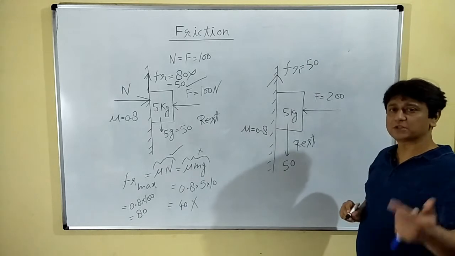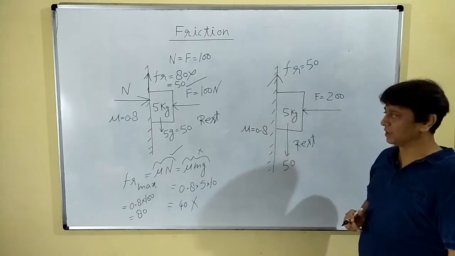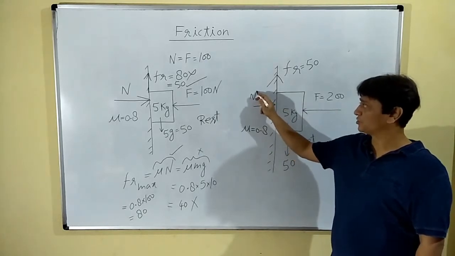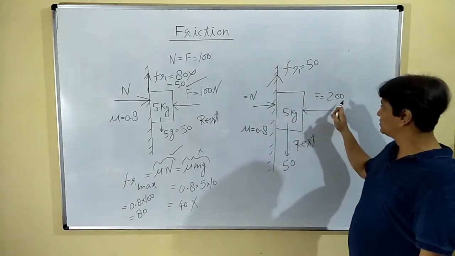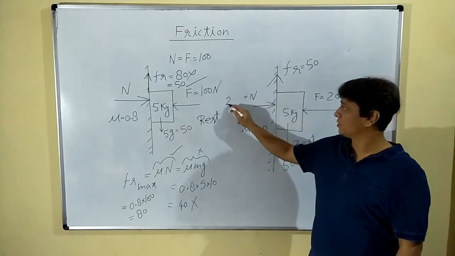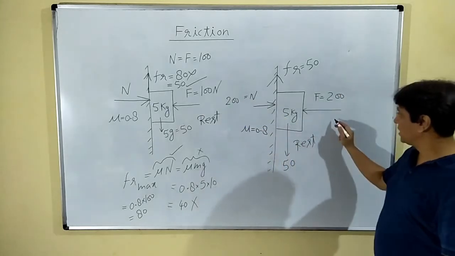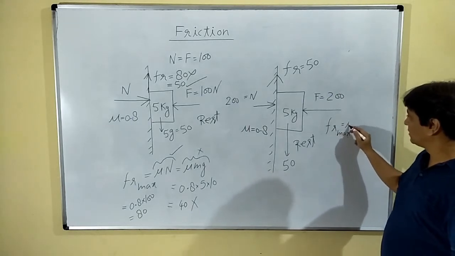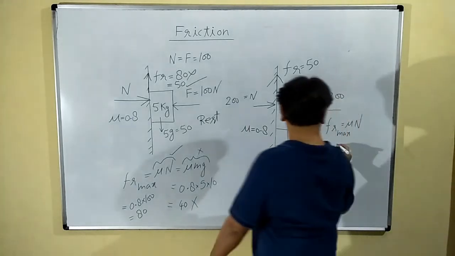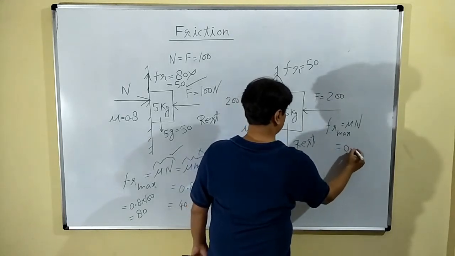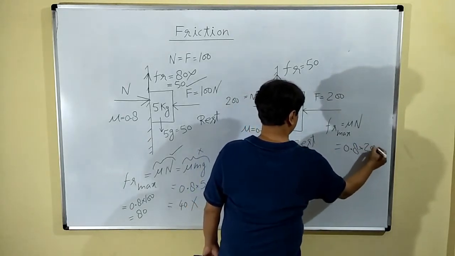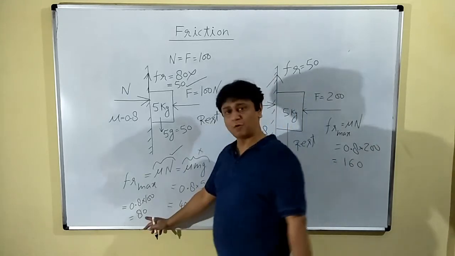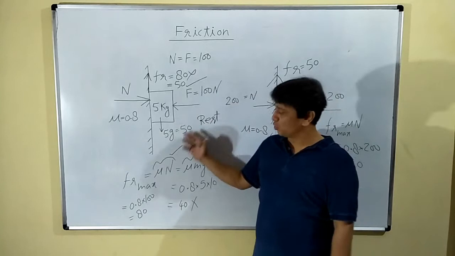50। आपको किसी FR max को निकालने की जरूरत नहीं थी। क्यों नहीं थी? अगर आप निकालते तो क्या होता? That's your normal reaction, which is balancing this 200 and therefore is also 200. If somebody goes for FR max, then FR max they will write mu N. Mu is 0.8. Normal reaction is coming 200, which is coming 160. Just double of this.